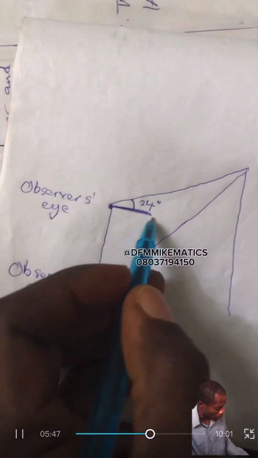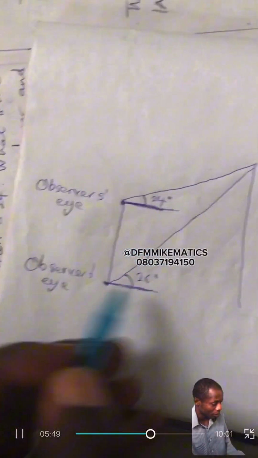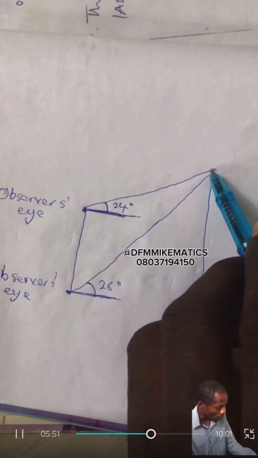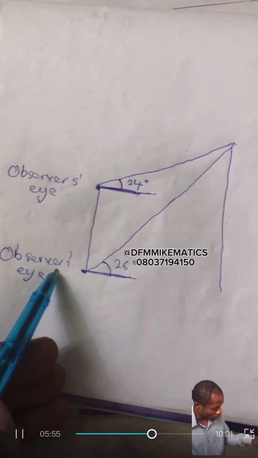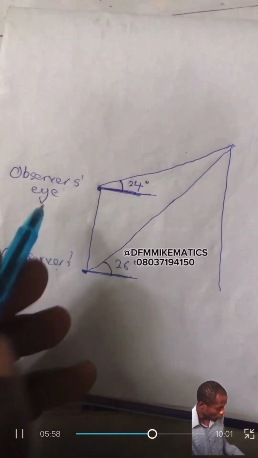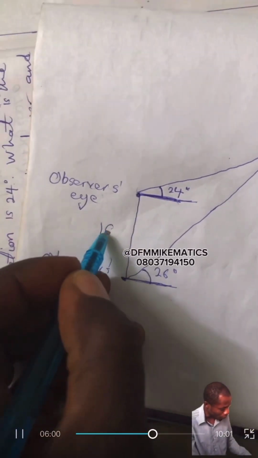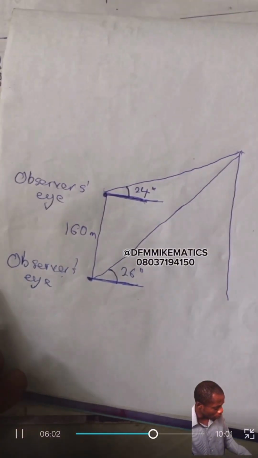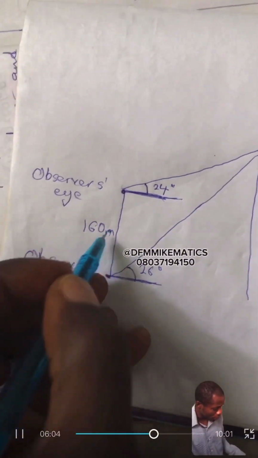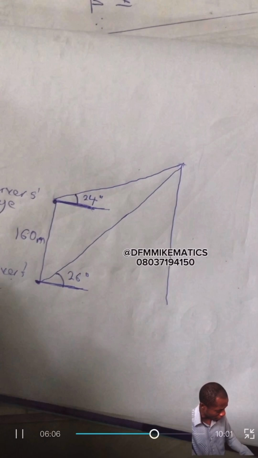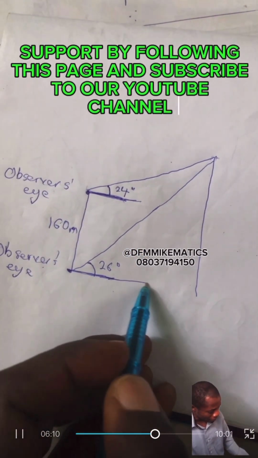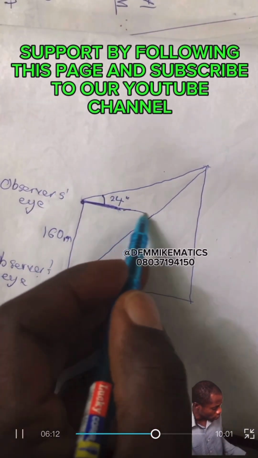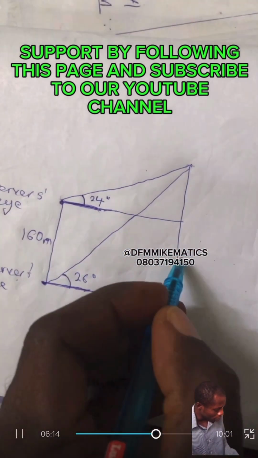So between these two, the observers are looking at the same thing, which is what? The top of the house. And they gave us the height of the tower, which is what? 160 meters. So we'll put our 160 meters here. So you can draw out a rectangle from this diagram by drawing a line from the bottom and the top of the tower like this to this place. So if here is 160 meters, here will be 160 meters.